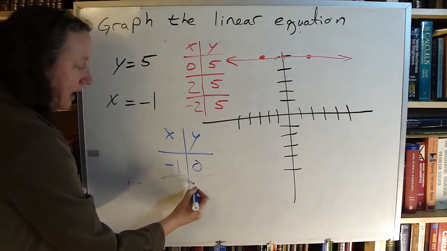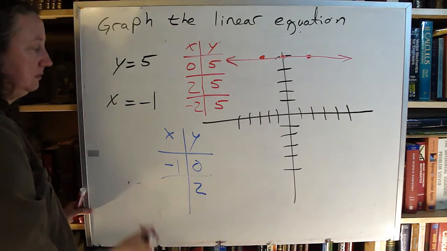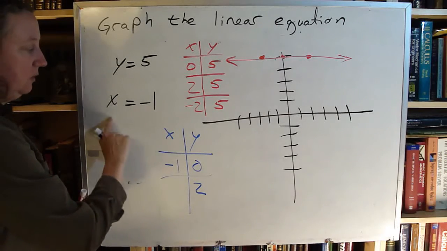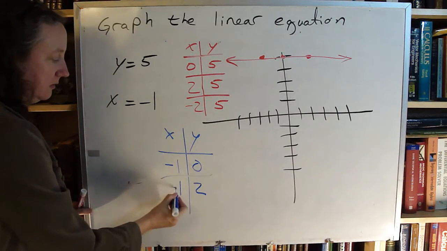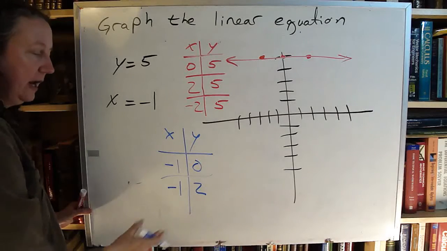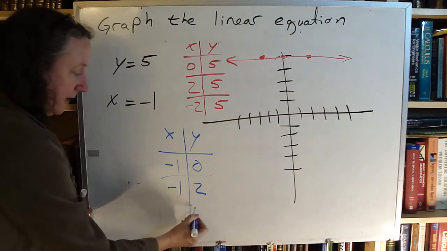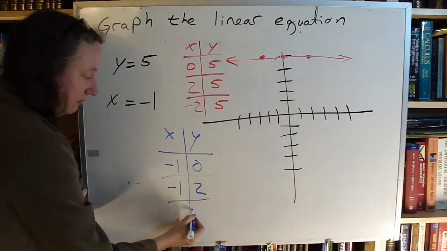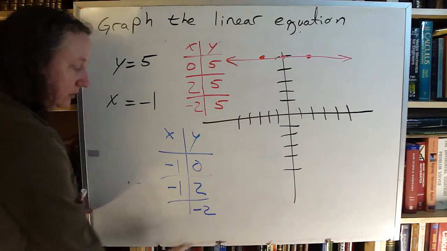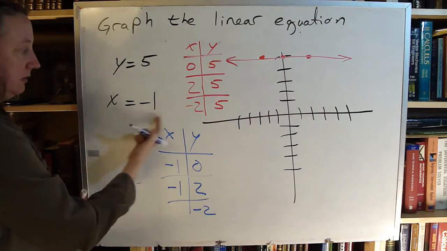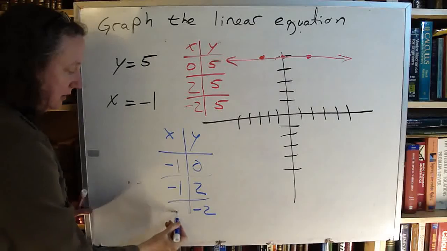I can say that y equals 2, x has to equal negative 1. And I can go on with that just like I did up there. If y is negative 2, x is negative 1.